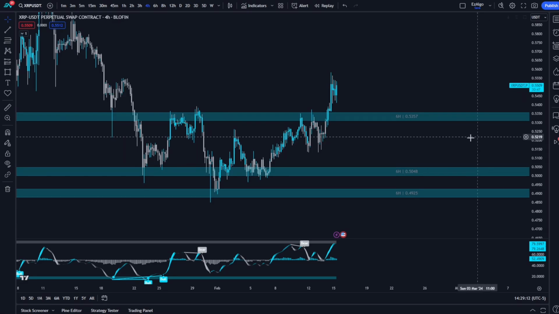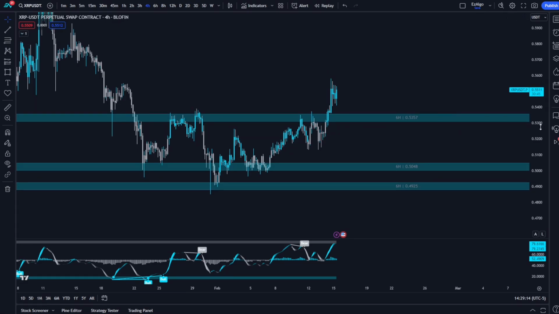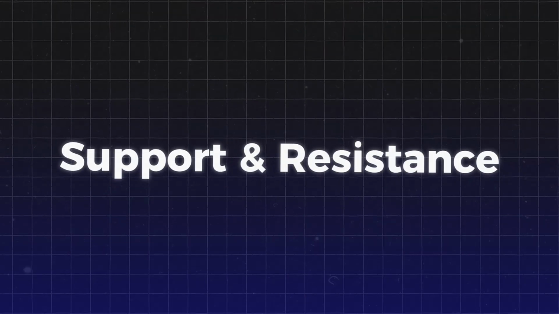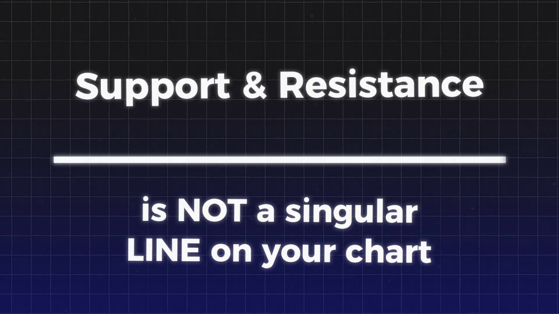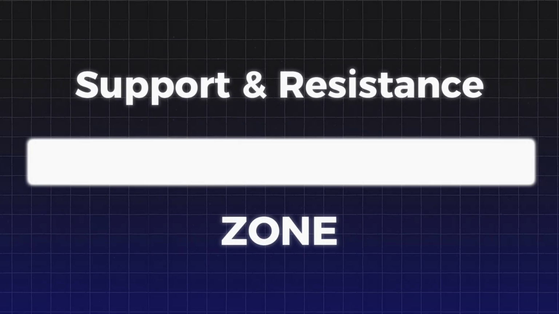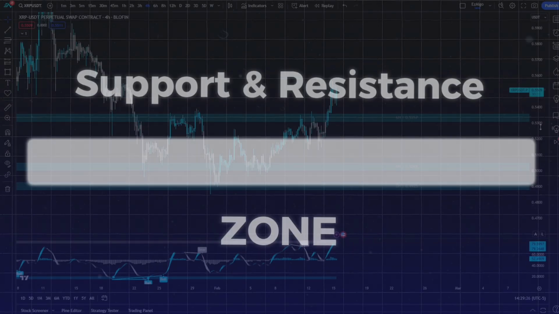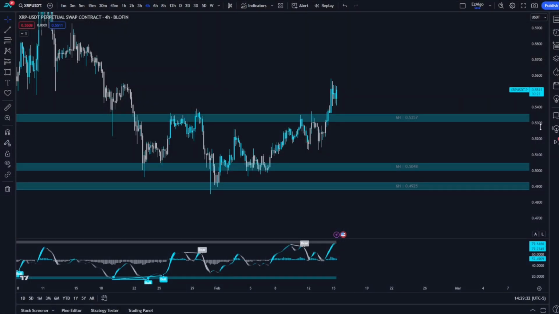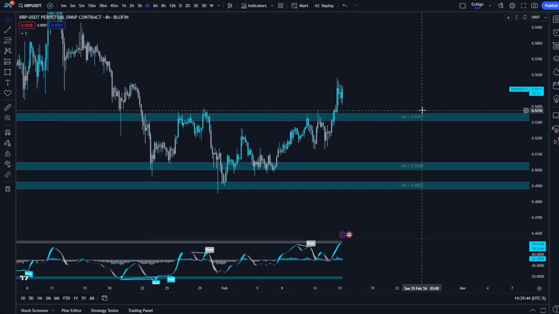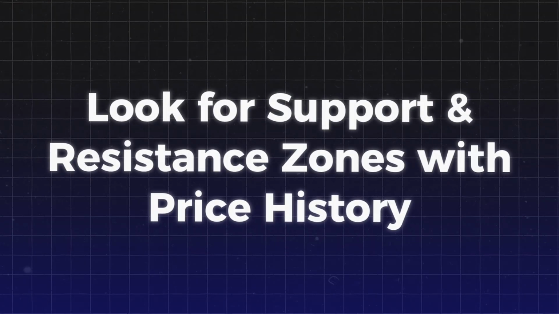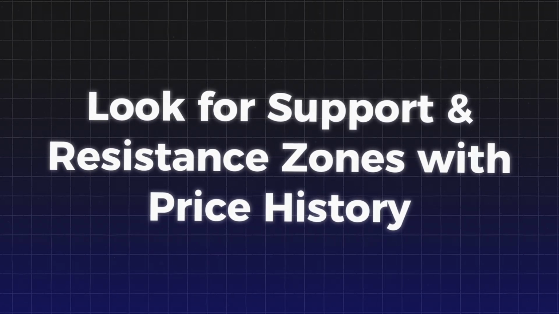So the first thing you have to note when you're trading support and resistance, number one, is that support and resistance is not a singular line on your chart, right? Support and resistance is better identified as a zone. Hence why we have these support and resistance zones on Easy Algo. Now, these areas of interest or support and resistance zones are areas on your chart where price has respected in the past. And that moves on to number two, which is look for support and resistance zones with price history.